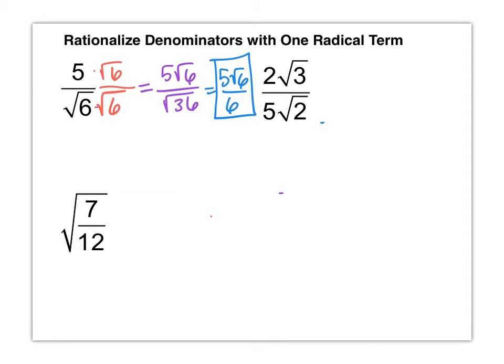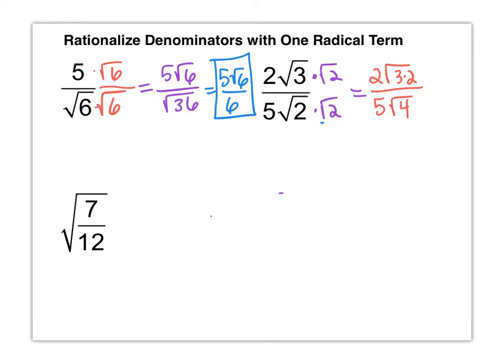Let's look at the example on the right side here. We have 2 square root of 3 over 5 square root of 2. And we can multiply the denominator by the square root of 2 as long as we multiply the numerator by the square root of 2 as well. So in the numerator, we get 2 square root of 3 times the square root of 2, which is 2 times the square root of 3 times 2. And in the denominator, we have 5 times the square root of 2 times the square root of 2, which is 5 times the square root of 4.